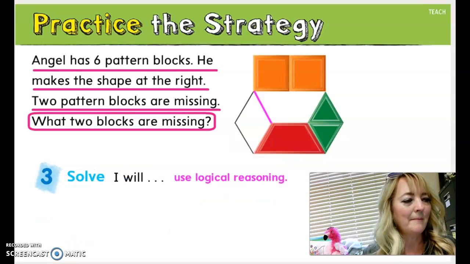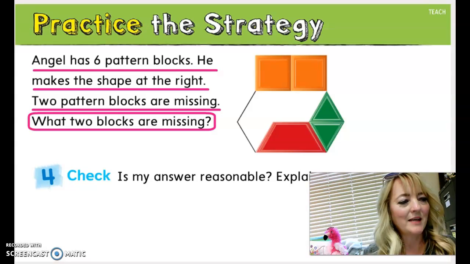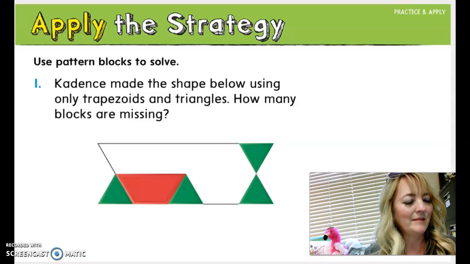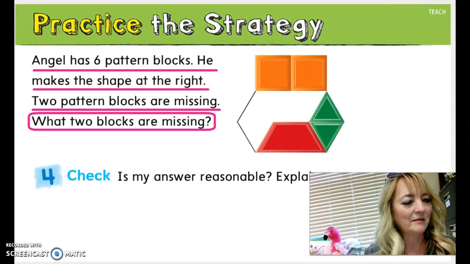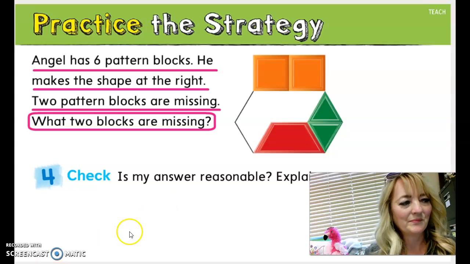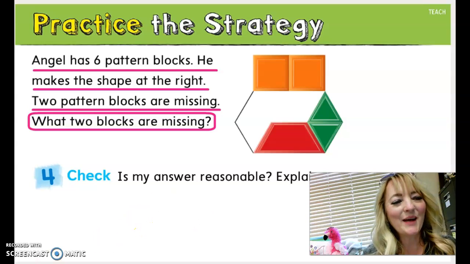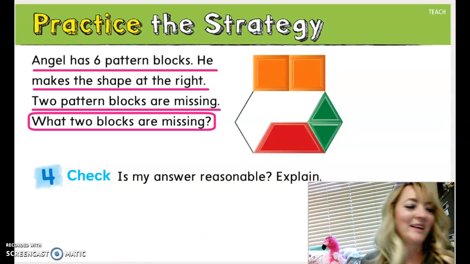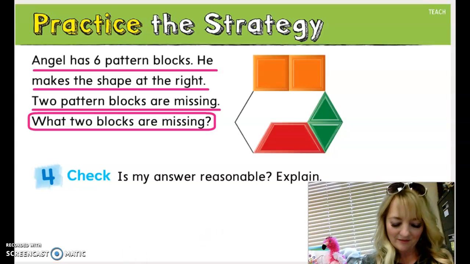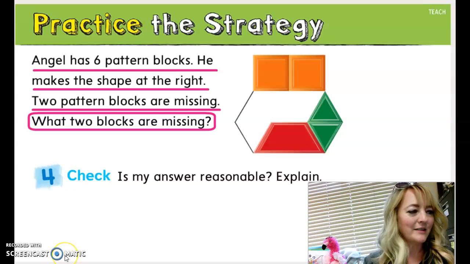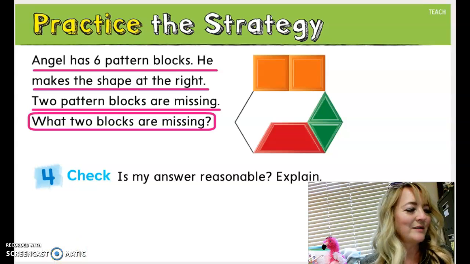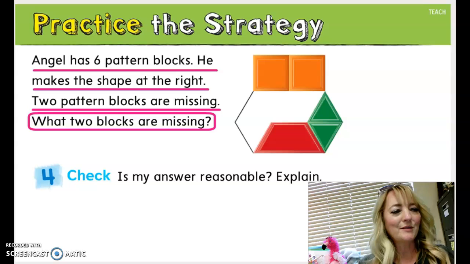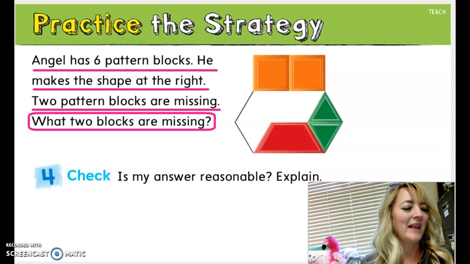Let's see. I use logical reasoning. Oh, it didn't ever explain how they found only 2 blocks. We found 3. Okay, let's go on. Anyway, we'll say that we're right. Is our answer reasonable? Yes, it is. We use logical reasoning. We use 3 shapes instead of 2, and that is great.